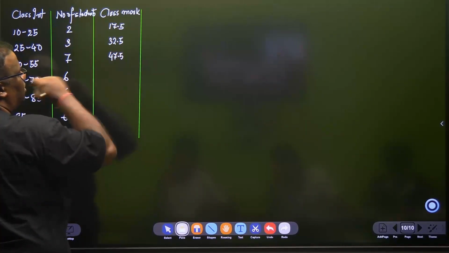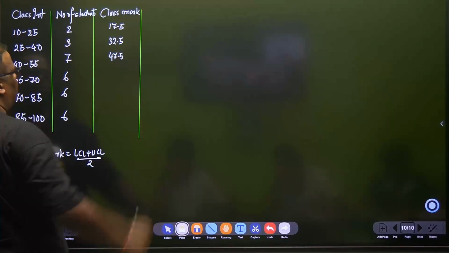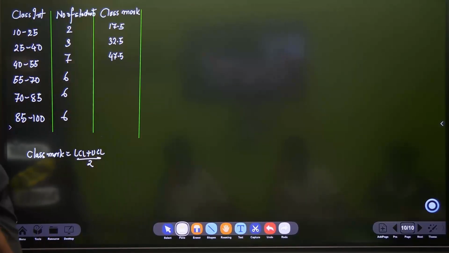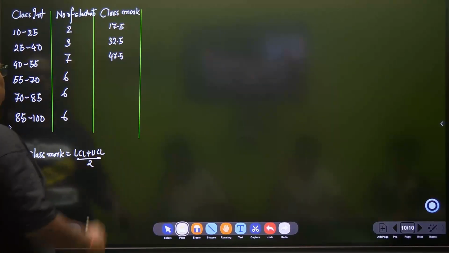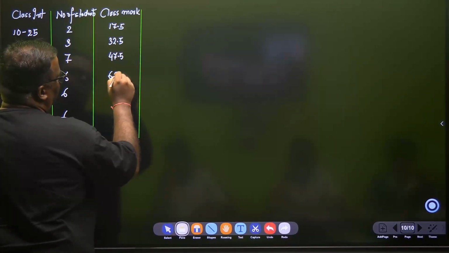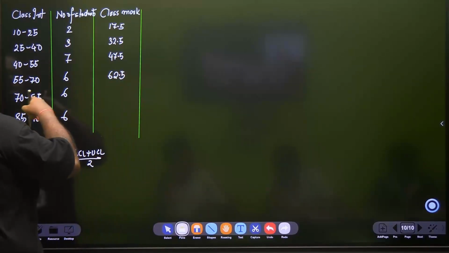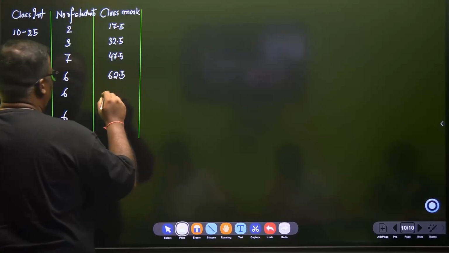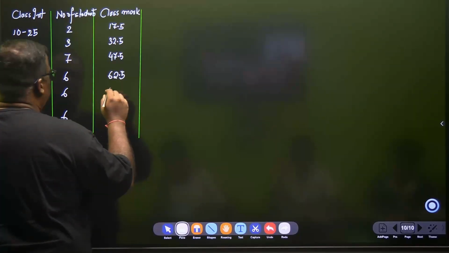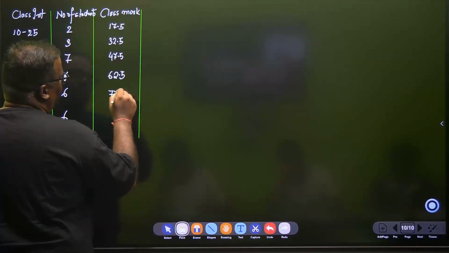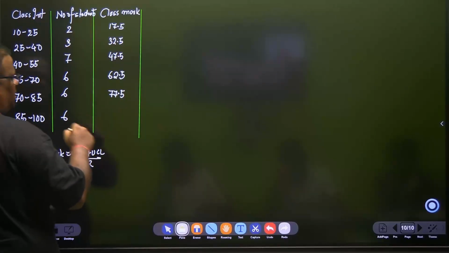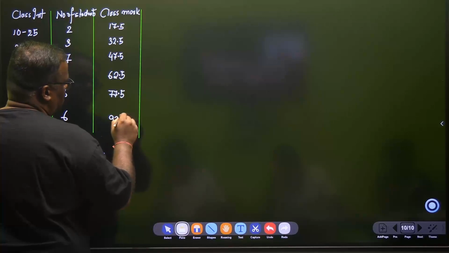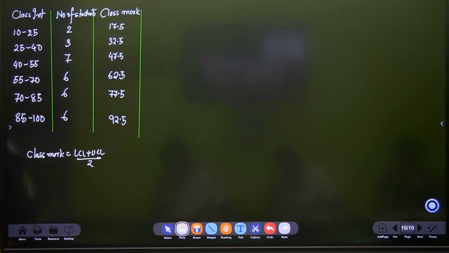Then between 55 and 70, how much it will be? 62.5. Then 70 and 85. So if you add 15, this will be 77.5, and this will be 92.5. Check it. This is our first job.